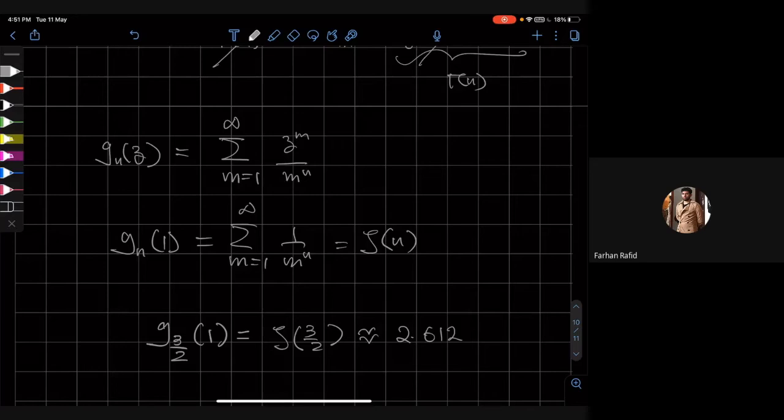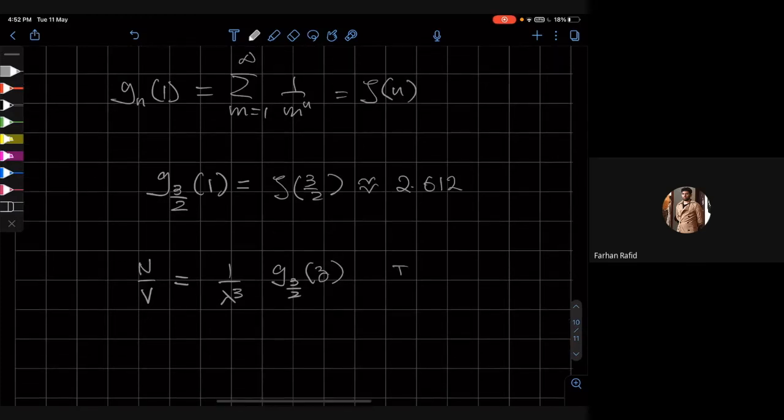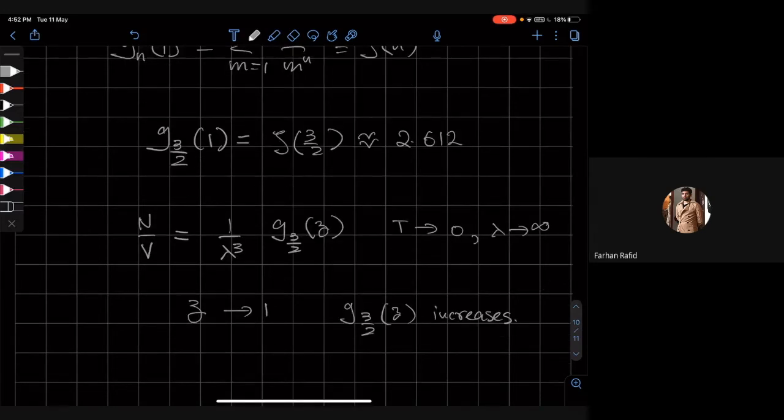All right, so now let's look at n over v again. So n over v with this defined function is remarkably simple looking because we have hidden all the complication. Now, as t goes to 0 and lambda goes to infinity, z goes up to 1 and g 3/2 also increases, okay? But we know that z can never go beyond 1. It can never reach 1. It has to be less than 1.